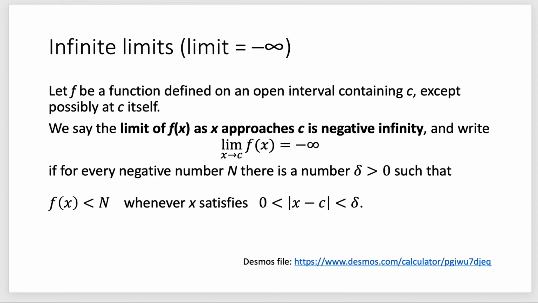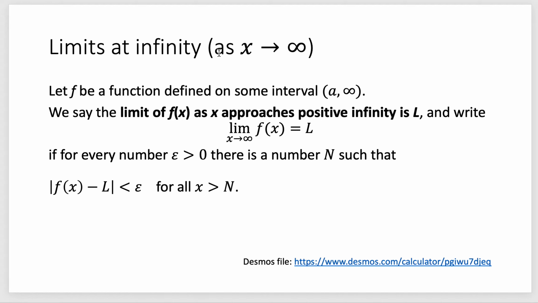There's two other things we need to look at. What happens as we're looking at limits when x approaches infinity, or as x approaches negative infinity. So if f is a function that's defined on some interval from a real number up to infinity, we say the limit of f of x as x approaches positive infinity is L, if for every number epsilon greater than 0, there's a capital N such that the distance between the y value and L is less than epsilon for all x values that are bigger than that capital N.